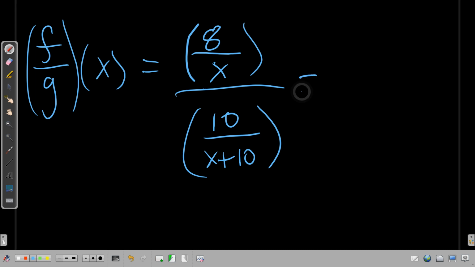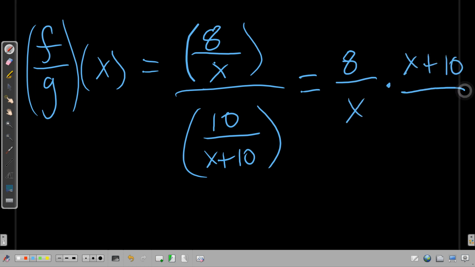Even if this thing would simplify to be 8 over x times x plus 10 over 10. Even though I have this simplification, my domain doesn't suddenly get back the number 10. Understand the difference between, so this is how f over g simplifies.